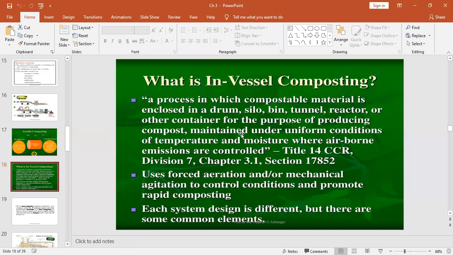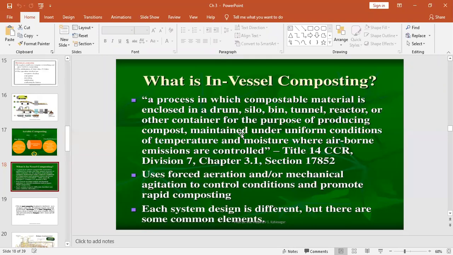It is maintained under uniform conditions of temperature and moisture, where airborne emissions are controlled. It is in a controlled form, so it will not be allowed to spread airborne diseases. Are you getting? So that's why this is one of the effective ones.